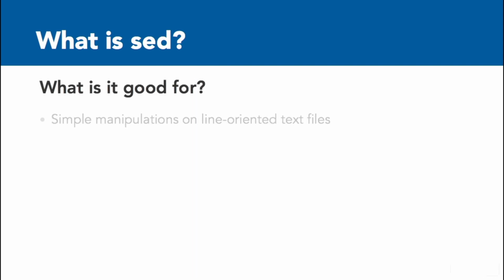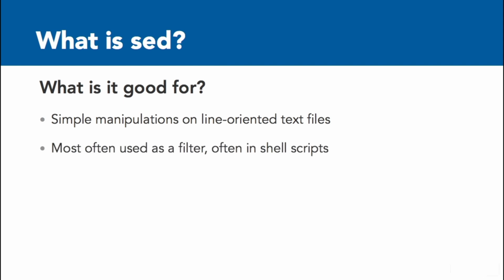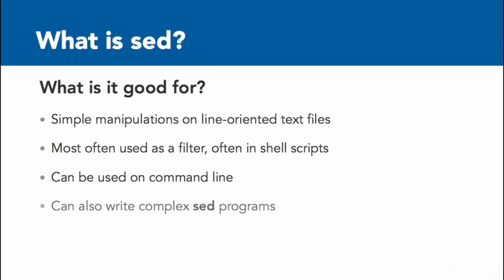What is SED good for? SED is great for performing simple manipulations on line-oriented text files, such as replacing certain strings with other strings within a line, or adding, removing, or swapping entire lines. It's most often used as a filter to perform some transformation on data being output by one program before it's used by another, and appears often in shell scripts. Many useful SED programs can be written with just a few characters on the command line, but you can also write complex SED programs and store them in a file for later or repeated use.